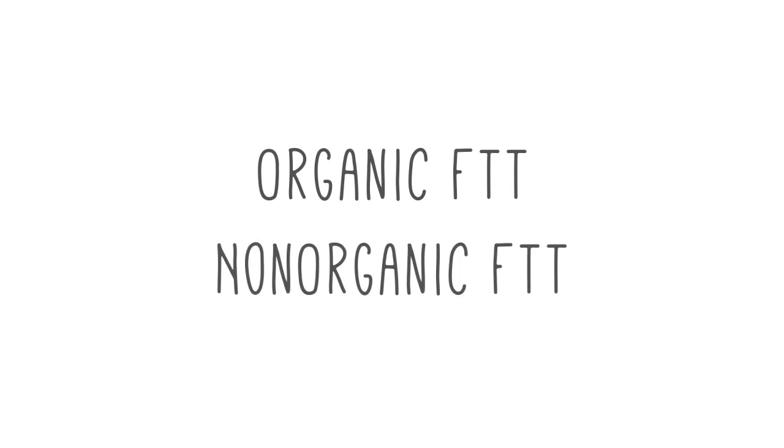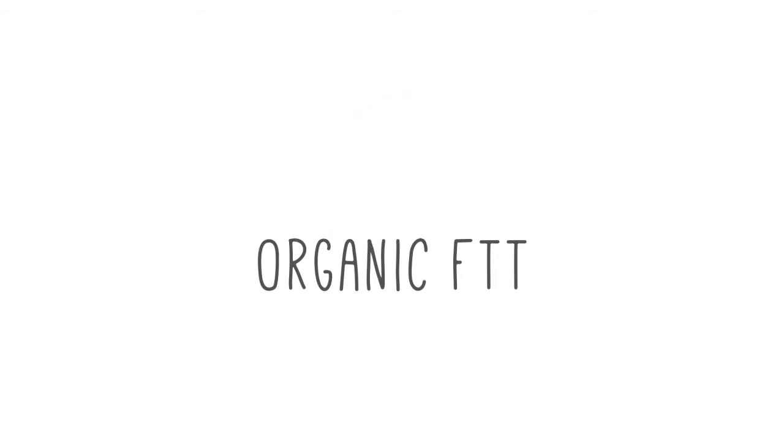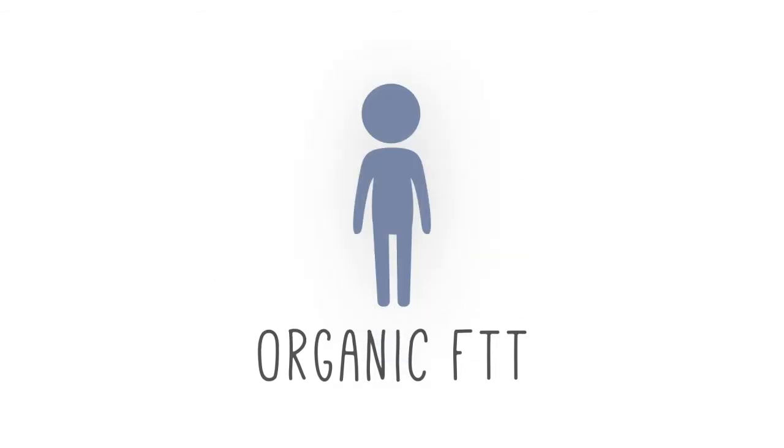Failure to thrive is the term used to describe a child who's not growing well, and there are two types of failure to thrive: organic and non-organic. The first type, organic failure to thrive, is the less common type. In organic failure to thrive, something is physically wrong with the child's body such that they can't take in or absorb the nutrients in their food.